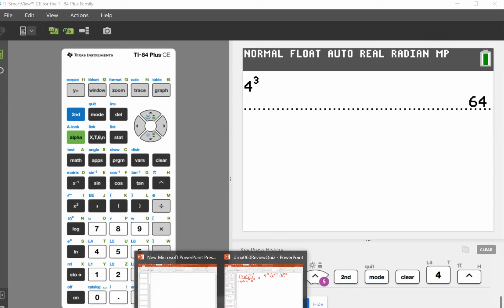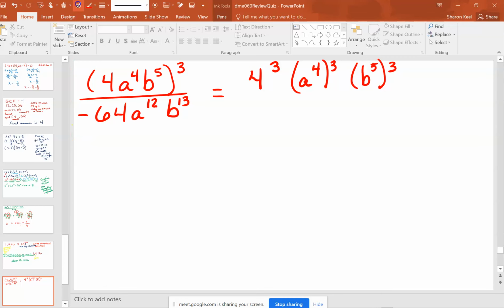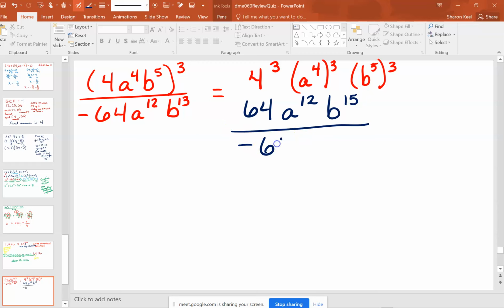So my numerator, 4 cubed, is going to be 64. For a, when you do 4 times 3, that's going to give you a to the 12th. And for your b, 5 times 3 is going to give us 15, over negative 64 a to the 12th, b to the 13th.